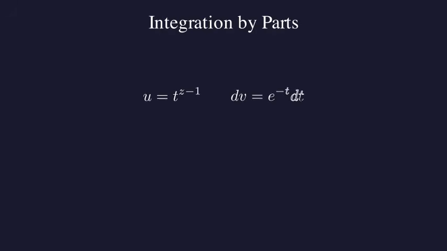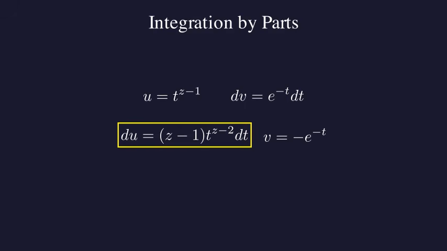To prove this area represents a factorial, we use integration by parts. We differentiate the term t to the power of z minus 1, and we integrate the term e to the power of -t. See how the power rule brings the exponent down to the front. The exponent z minus 1 becomes a multiplier, and the new power becomes z minus 2.